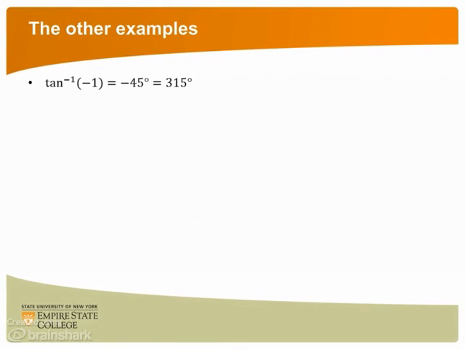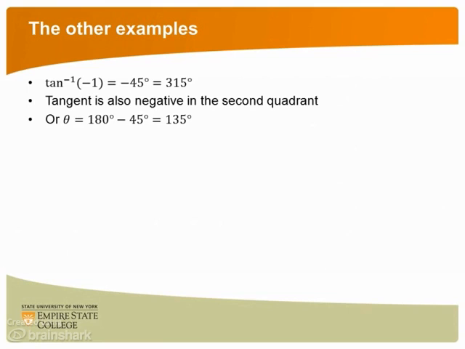We saw that the inverse tangent of -1 was negative 45 degrees, which is the same thing as positive 315 degrees. But tangent is also negative in the second quadrant, so we want the second quadrant angle whose reference angle is 45 degrees. To find this, we subtract 45 degrees from 180 degrees, and realize that the inverse tangent of -1 could equal 315 degrees or 135 degrees.